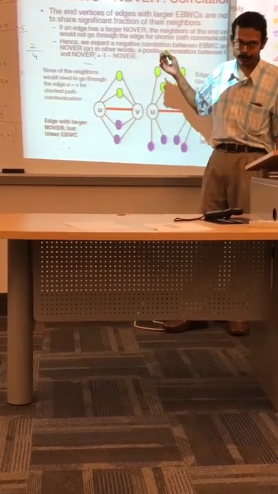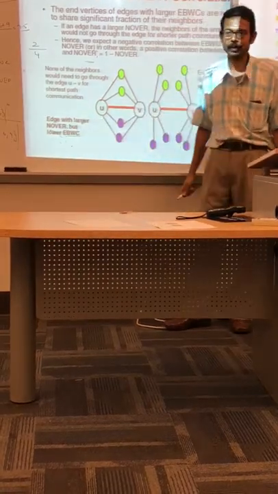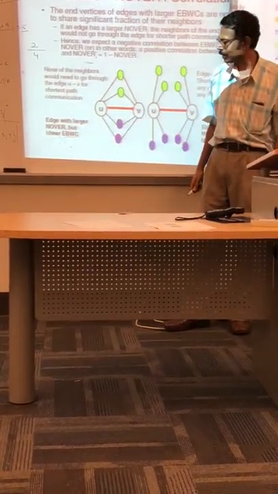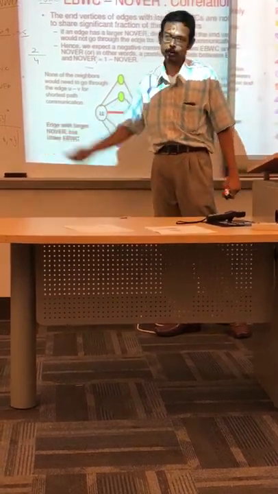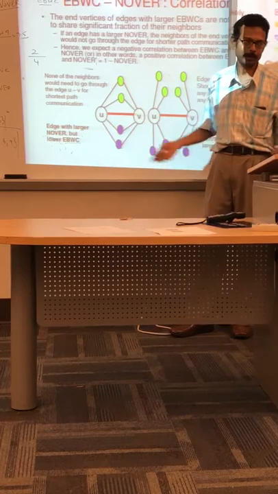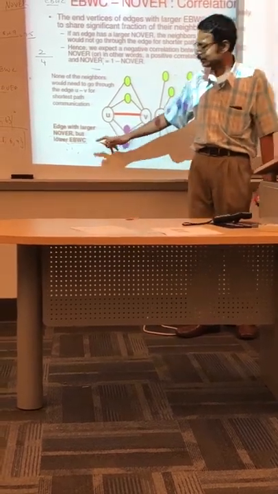So what was the procedure we did with Girvan-Newman? We removed the edge with the largest betweenness, right? So instead, what we should do with the neighborhood overlap is remove the edge with the smallest NOVER score. That will automatically take care of all the negative correlation. Okay, so that's the thing we are going to use.